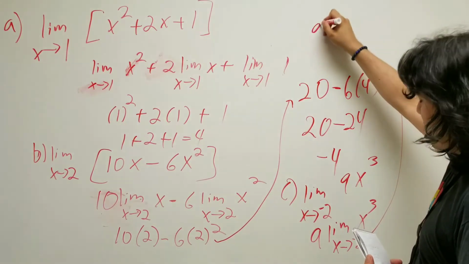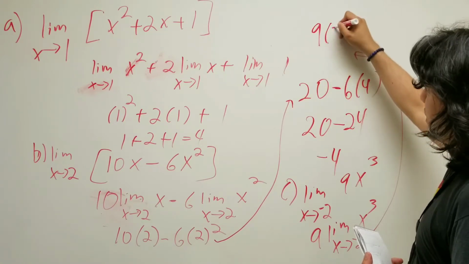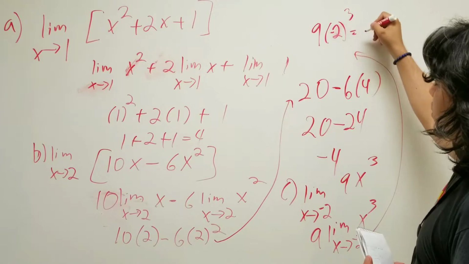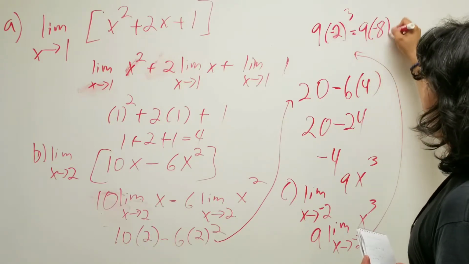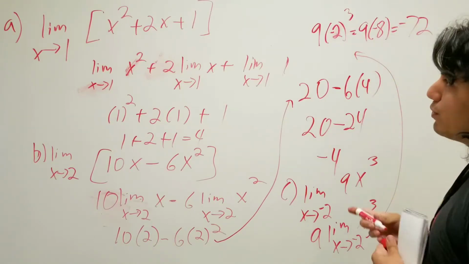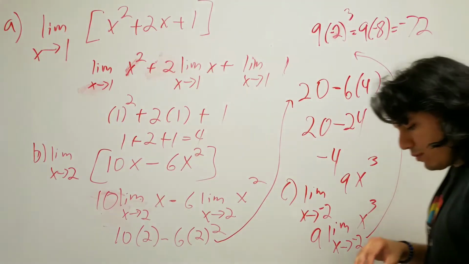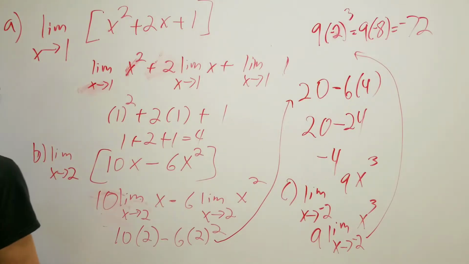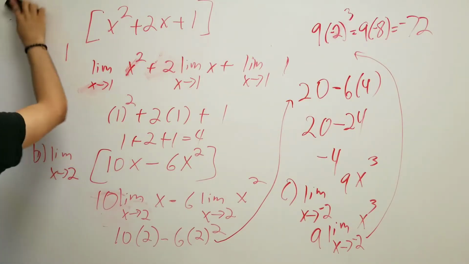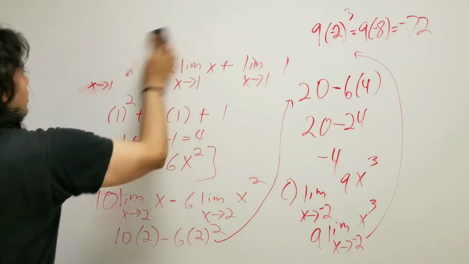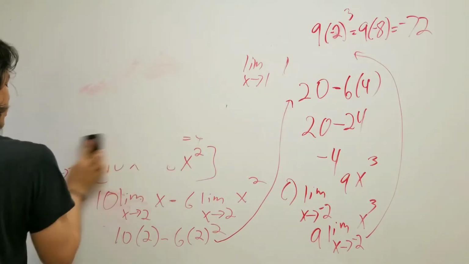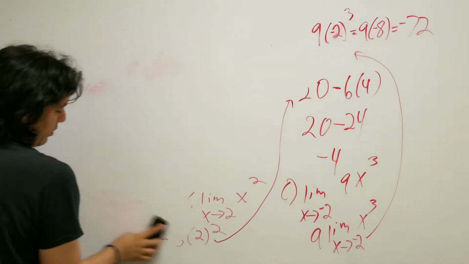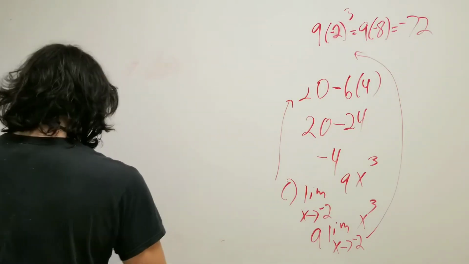So this becomes 9 times negative 2 to the third. This becomes 9 times negative 8, which is negative 72. So limits are simply, you're kind of just plugging in the value, but the thing is the limit has to exist for it to actually work.